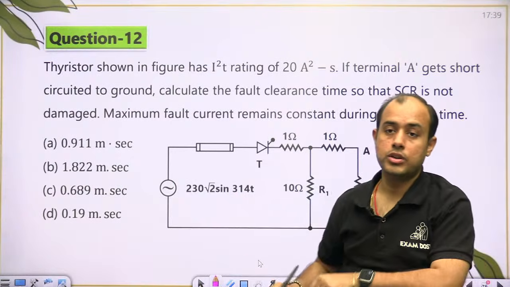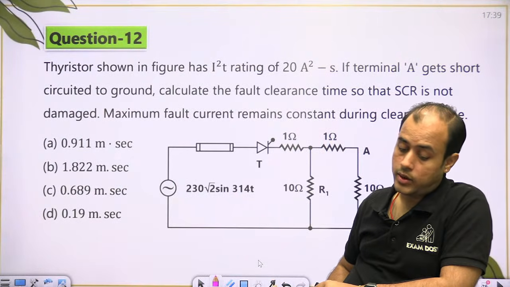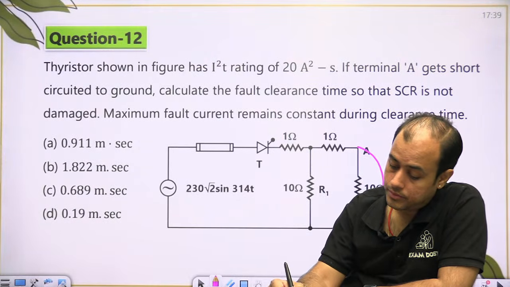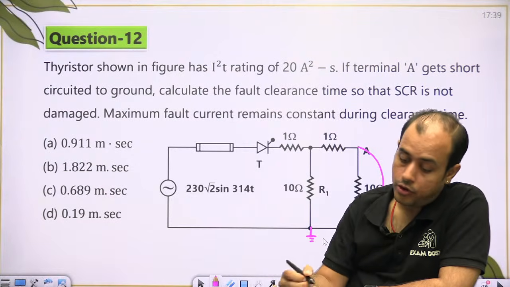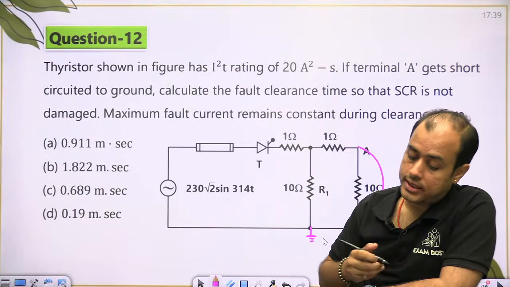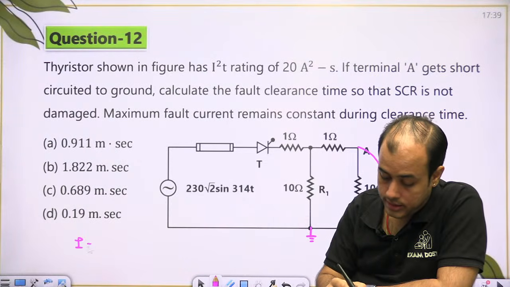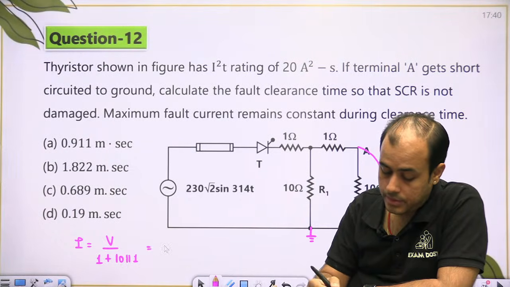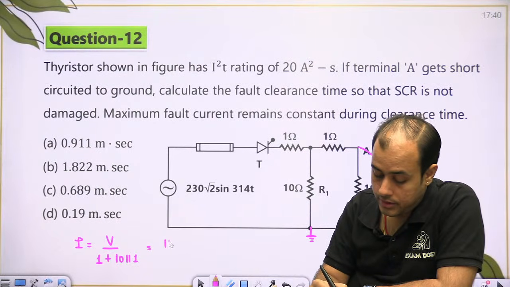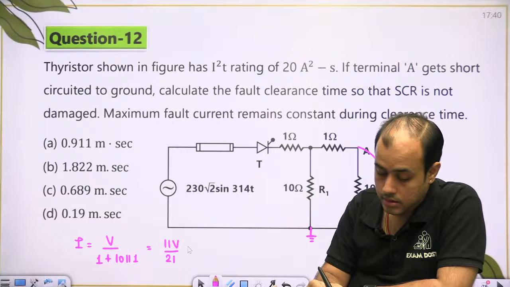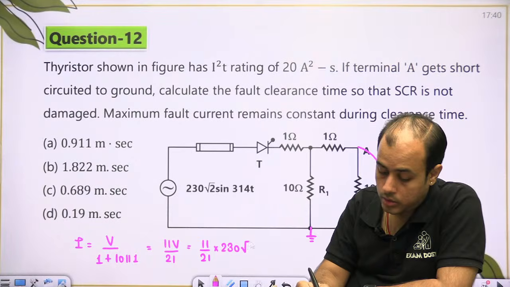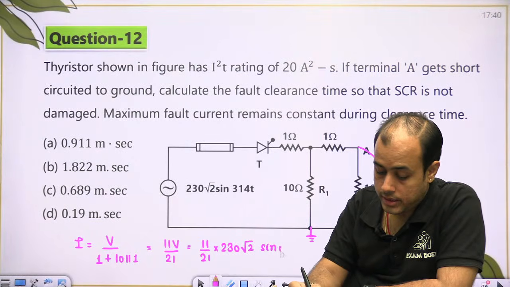हाँ जी, thyristor shown in the figure has a I square T rating 20 ampere square second. Terminal A gets short circuited to the ground. Okay. Fault clearing time so that SCR is not damaged. Now what is the current? V upon 1 plus 10 parallel 1. 10 by 11, 21 by 11. Okay. 11 by 21, 230 root 2 sin omega.